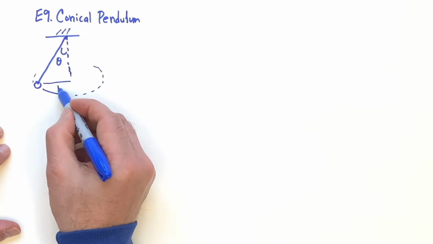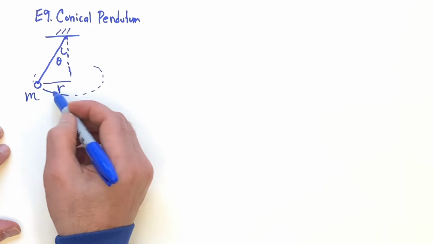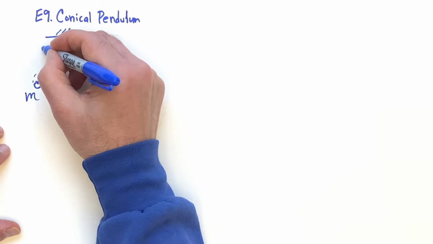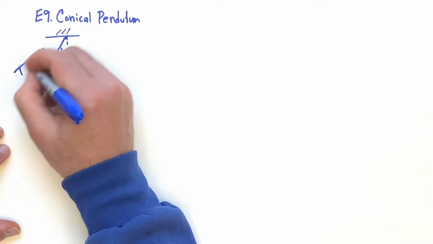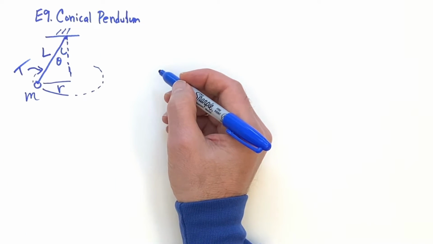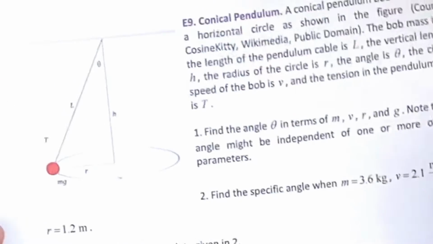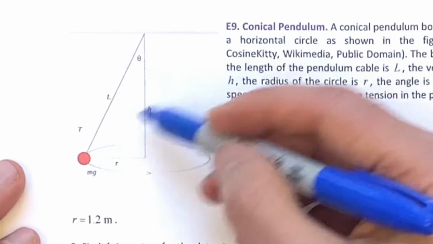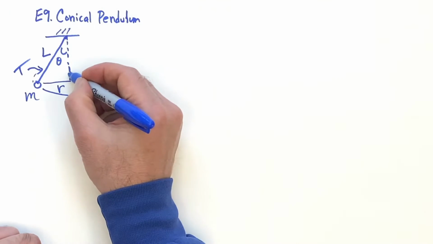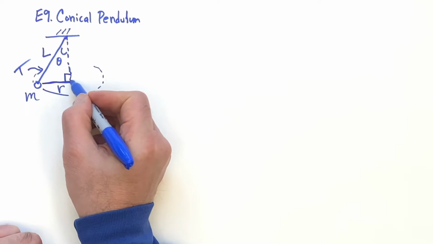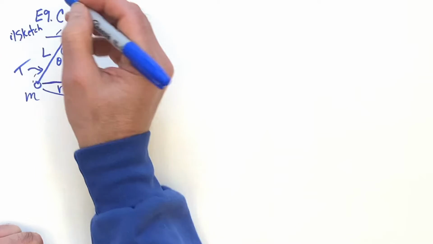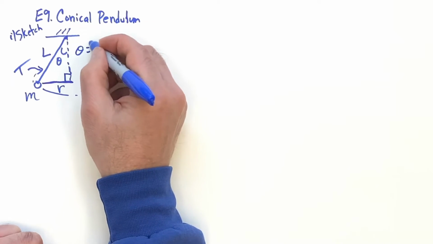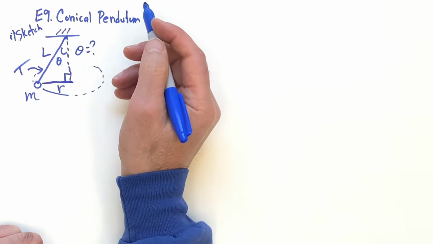So say some distance r away, some mass m, and this some L, and some tension in the pendulum. So, you know, here's the situation. You got a right angle here, and that's our sketch. And the question is to find the angle theta in terms of the other parameters.